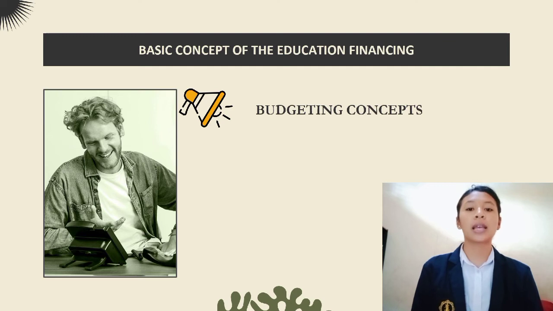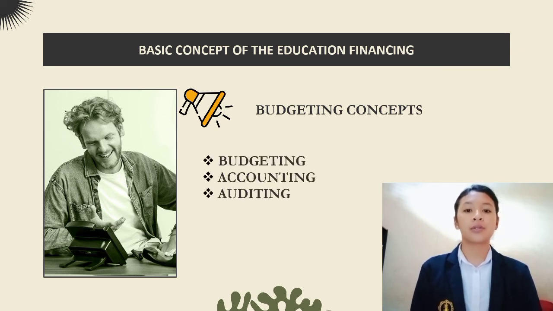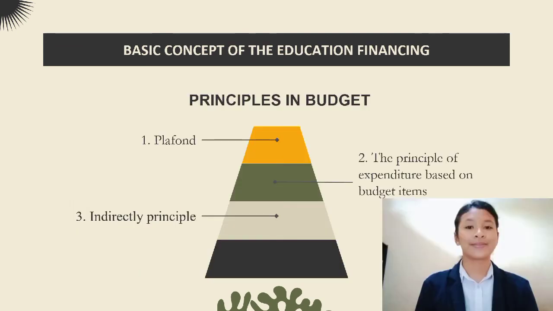The next material is about the basic concepts of education financing. The first is the budgeting concept. The budgeting concept is divided into three parts: budgeting, accounting, and auditing. The next concept is principles in budgeting. This concept is also divided into three parts. The first is plafond, the second is the principle of expenditure of the budget items, and the last is the indirect principle.